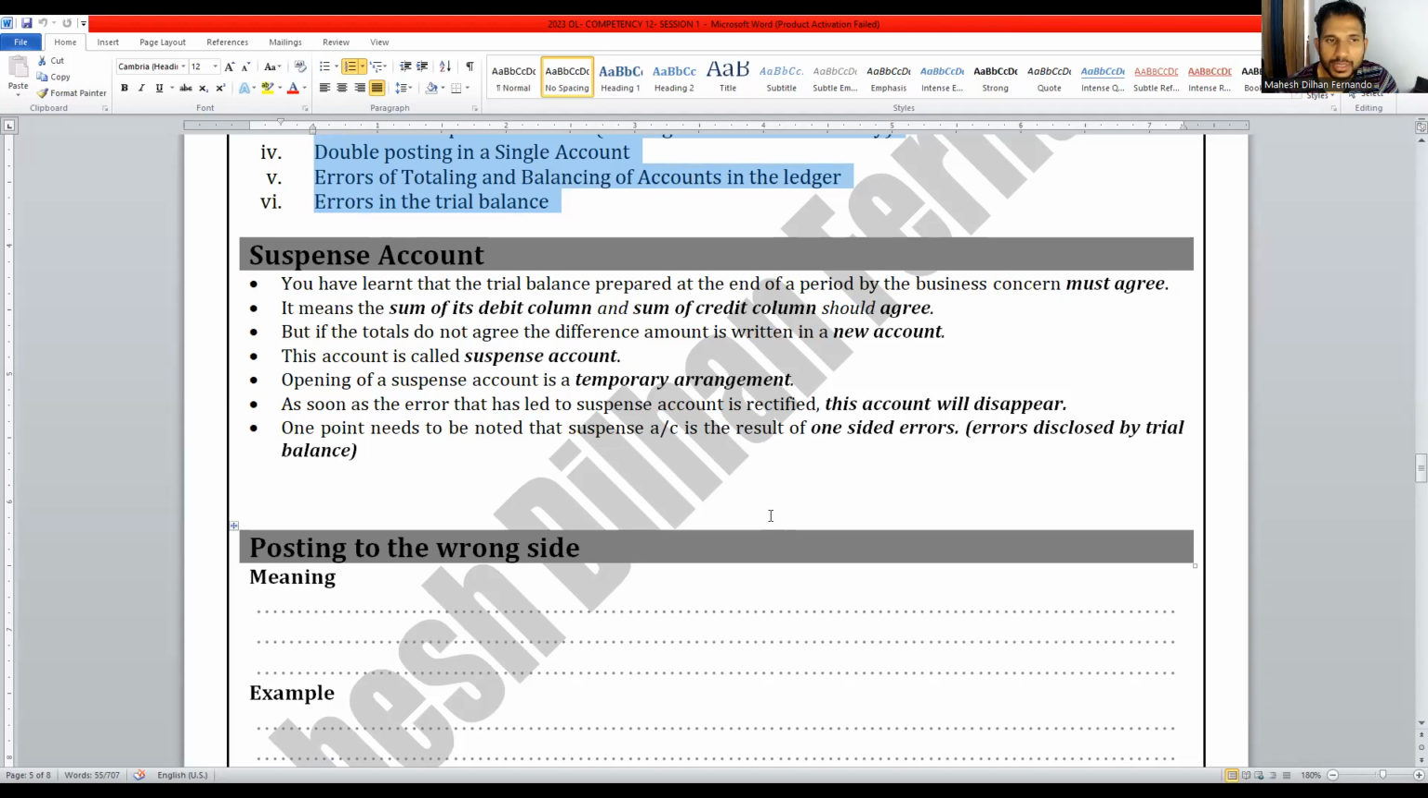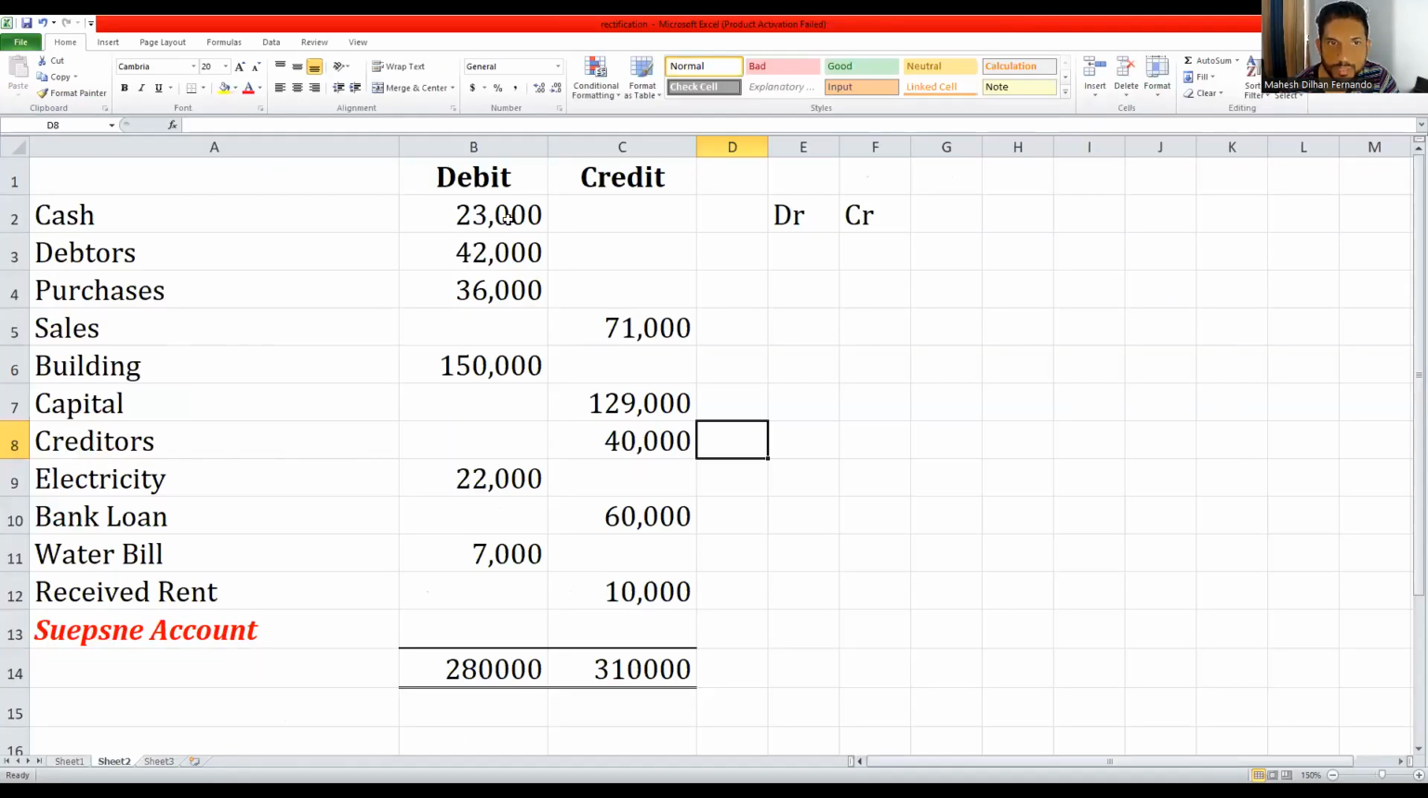But if the totals do not agree, the difference amount is written in a new account. I explained this last week. Now the trial balance disagrees, so I have to open that account. What is it? Suspense account. I have to get the difference and record it in here. The difference in the suspense account is 30,000.